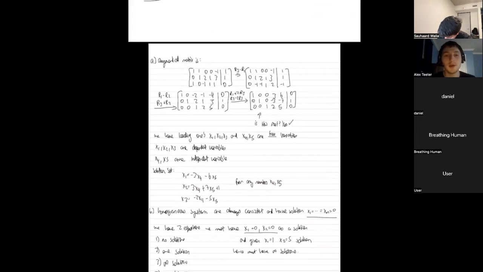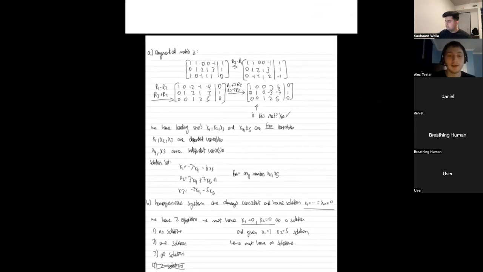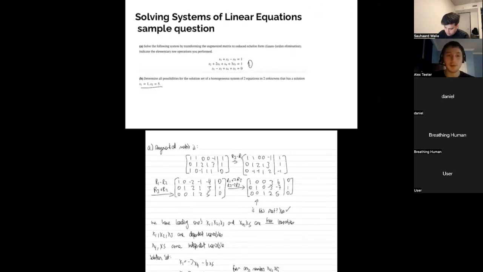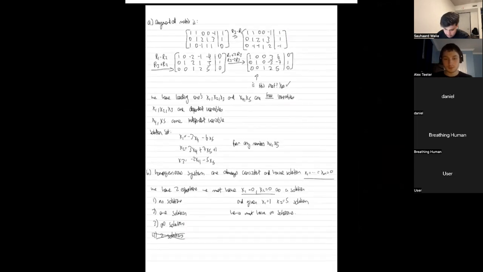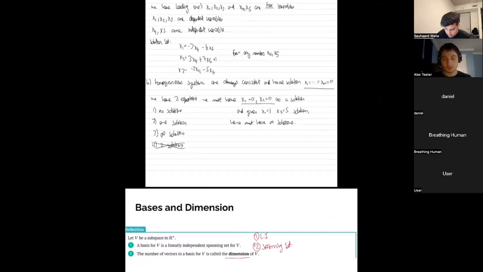It's important to note actually that the dimension is well defined. Someone might ask, well, what if you have 1 basis with 2 vectors and 1 basis with 3? Well, the answer is that's not possible. All bases must have the same number of vectors.